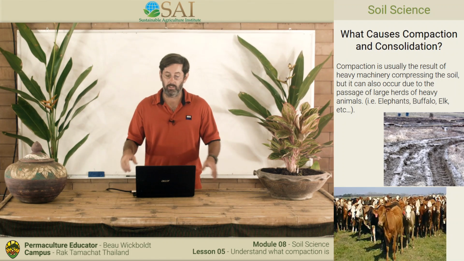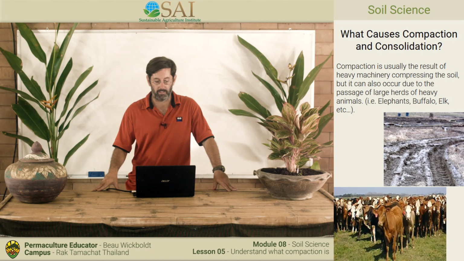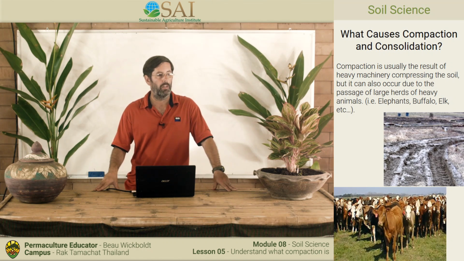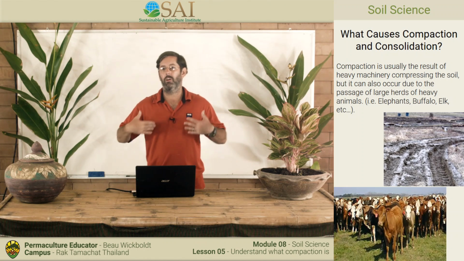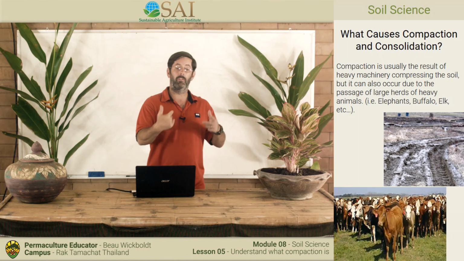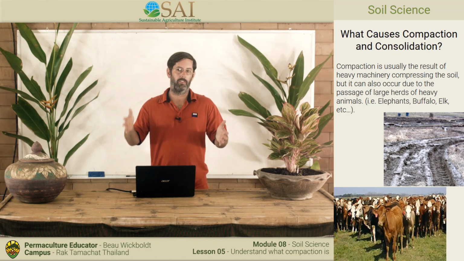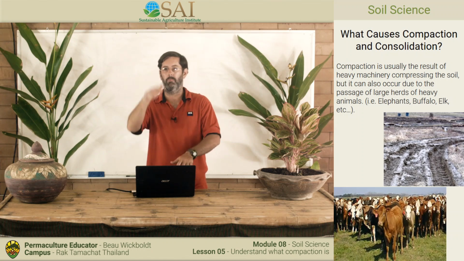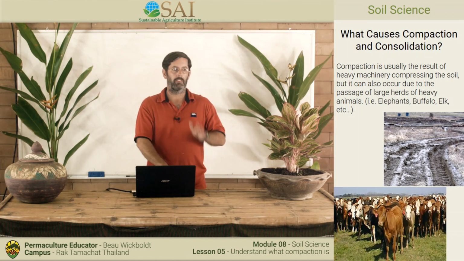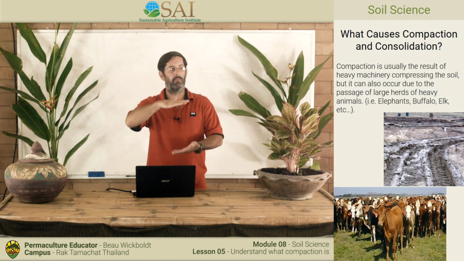So compaction is usually the result of heavy machinery compressing the soil and or cattle, something like that. But it can also occur due to the passage of large herds of heavy animals, i.e. elephants, buffalo, elk, etc. So these animals, if they walk and they do what's called a patchy disturbance regime and they don't stay in the same place for a long period of time, the soil is developed to take that. But if it just stands there and keeps compacting it, boom, boom, in the same place, smashing it down, and the animal's just walking in a circle, for instance, then over time it will compress it.